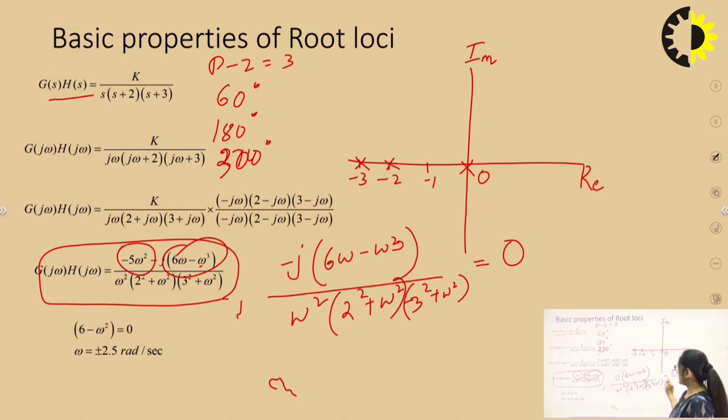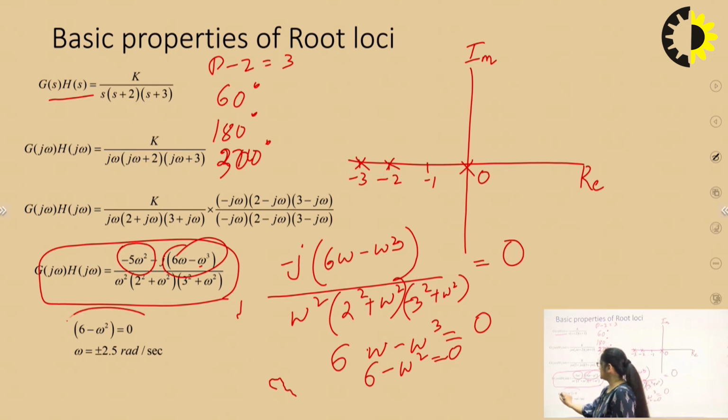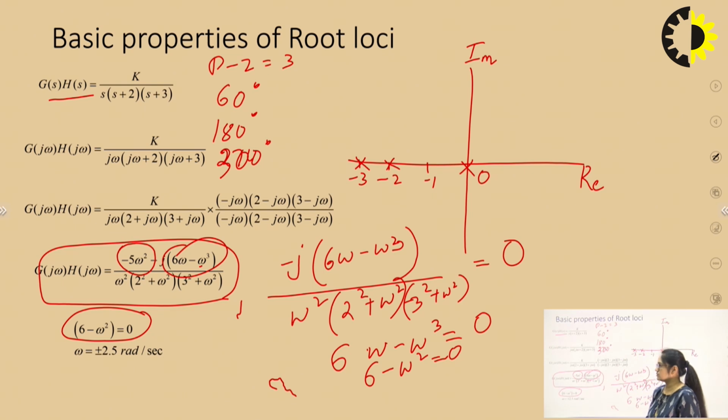Equating the imaginary part to 0, we get that 6 omega minus omega cube is equal to 0. So that means 6 minus omega square is equal to 0, by equating the imaginary part of the expression to 0. Imaginary parts are those components in the expression which are associated with the term j.